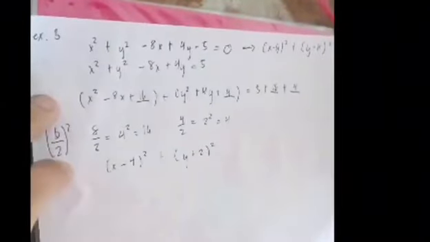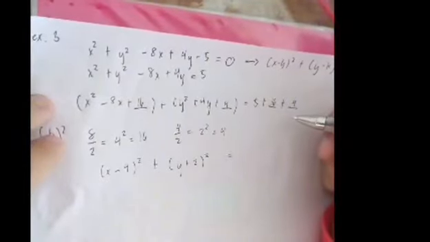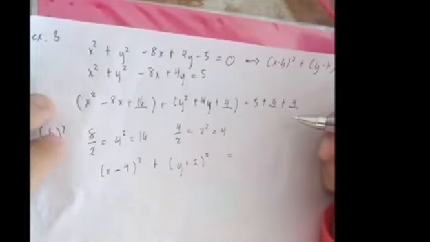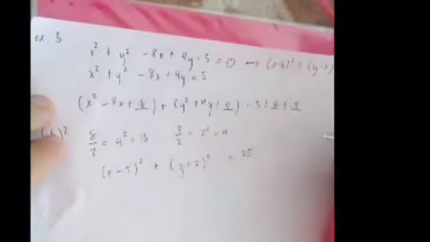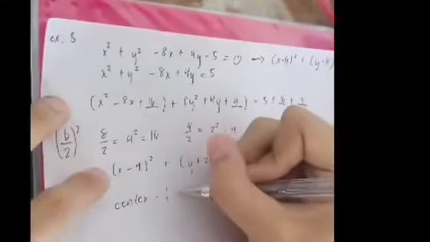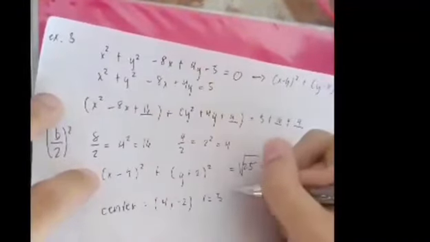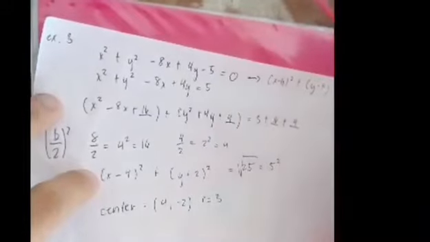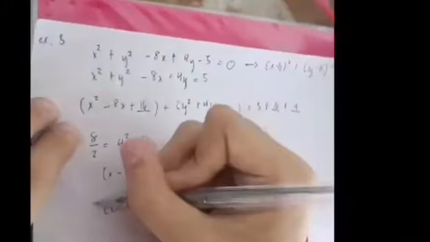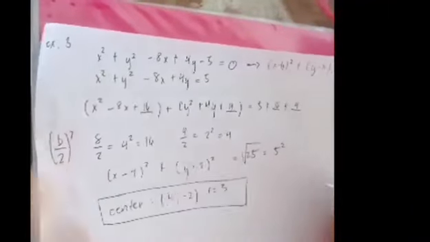And now let's get the center and radius of our circle. To get the radius, let's add all these numbers. 5 plus 16 plus 4 equals 25. For our center, let's just transpose the 4, so it will become positive 4, and the positive 2 will become negative 2, and the square root of 25 is 5. 5 times 5 equals 25. So this is our center and radius in our equation number 3.